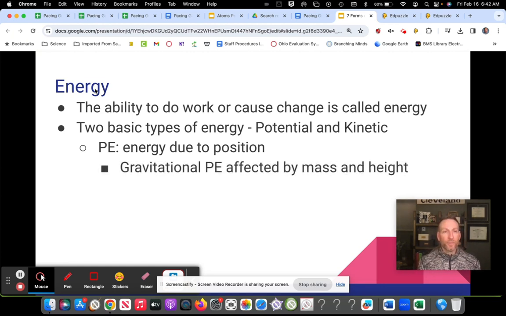All right. So PE was a sub bullet. This is a sub bullet. And this is a type of potential energy, gravitational potential energy. Gravitational PE is affected by mass and height.